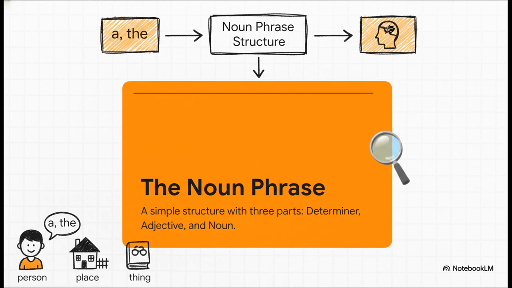So think of a noun phrase as a simple little recipe with 3 ingredients. First, you've got the determiner. This is where articles like a and the hang out. Then comes an adjective, which just describes the noun. And finally, the noun itself, the person, place, or thing we're actually talking about.